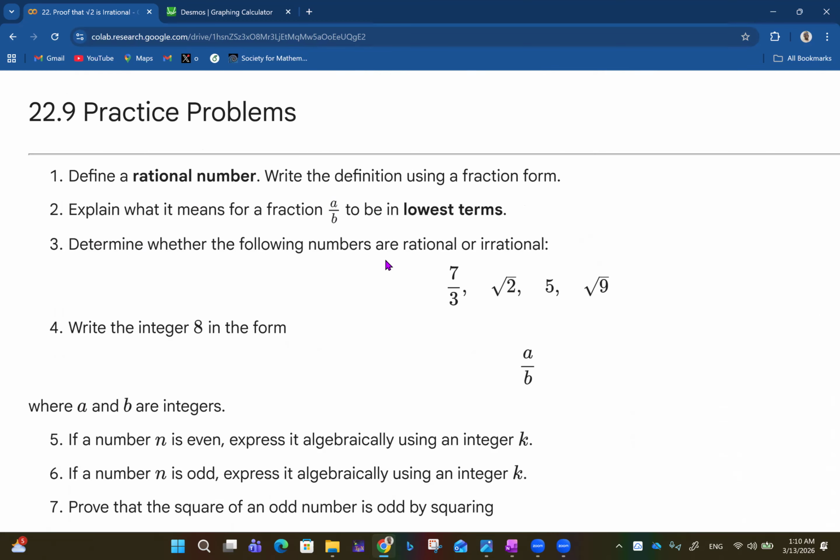Determine whether the following numbers are rational or irrational. 7 over 3 is rational. Root 2 is clearly irrational. Root 5, 5 is rational. Root 9 is rational because root 9 is 3 and it can be written as 3 over 1, which is rational. So write the integer 8 in the form a over b. Of course, 8 in the form a over b is 8 over 1.